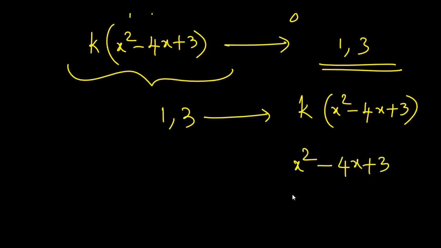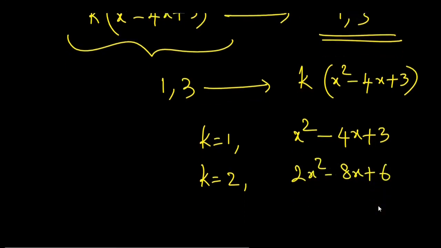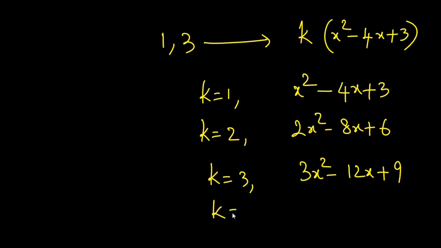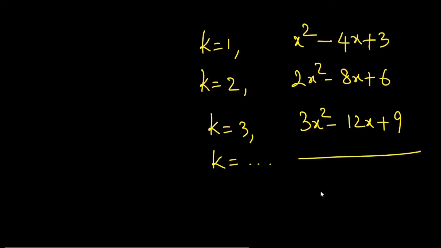This is for k is equal to 1. If k is equal to 2, we get 2x square minus 8x plus 6. Say if k is equal to 3, we get 3x square minus 12x plus 9. If k is equal to something else, we will get another polynomial. All these polynomials have same zeros 1, 3.